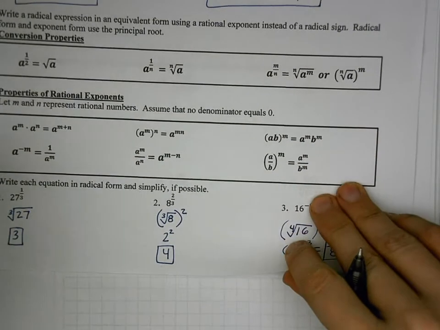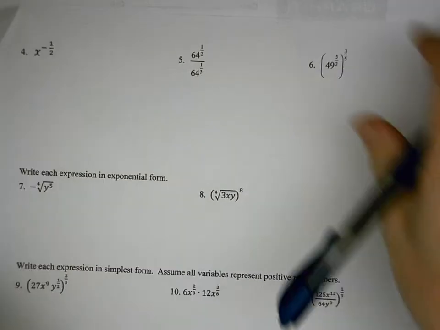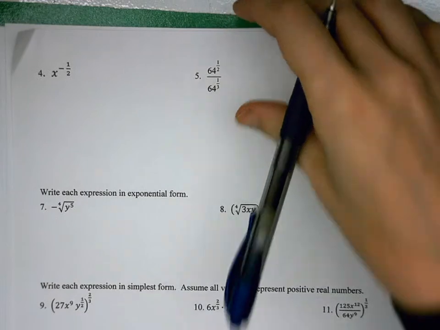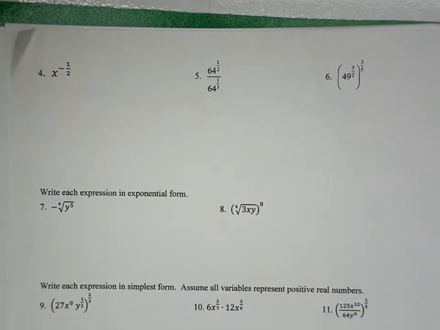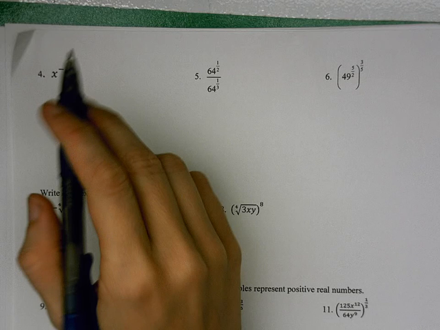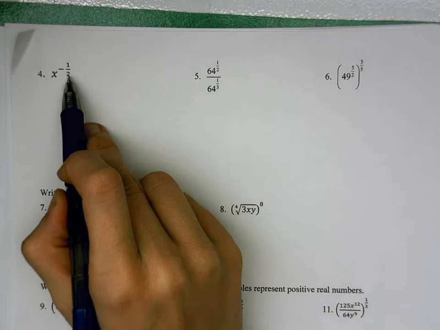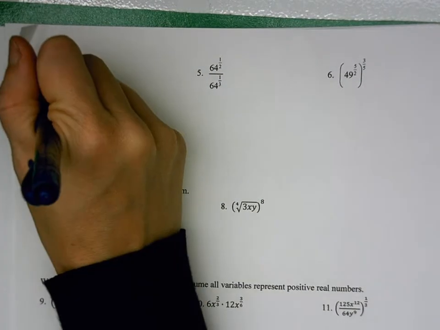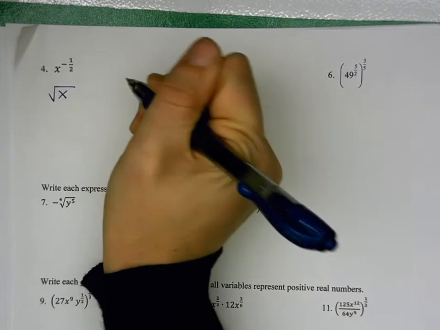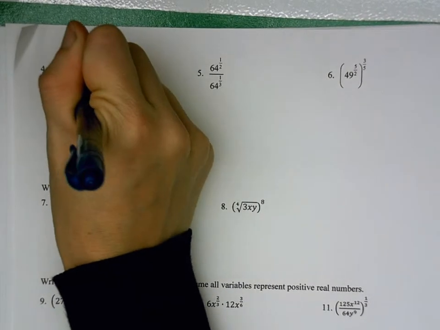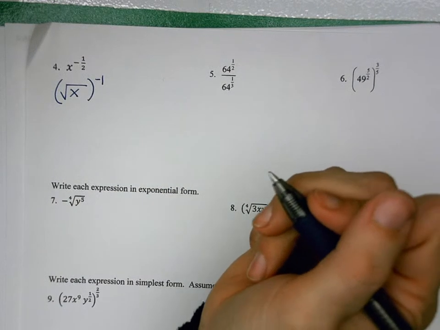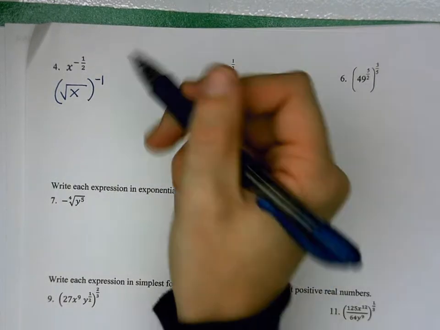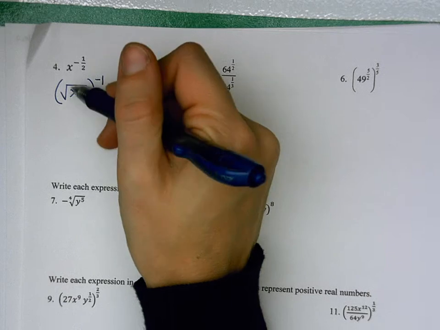Okay, last page here. 3 more, kind of practicing our properties. Okay, 4, we have x to the negative 1/2. Rewriting this in its radical form, we see our 2 down here, which is our index. So this would be the root of x, and then an extra power of negative 1. Well, what does a negative exponent do? It spins your fraction, so this root x would go to the bottom.